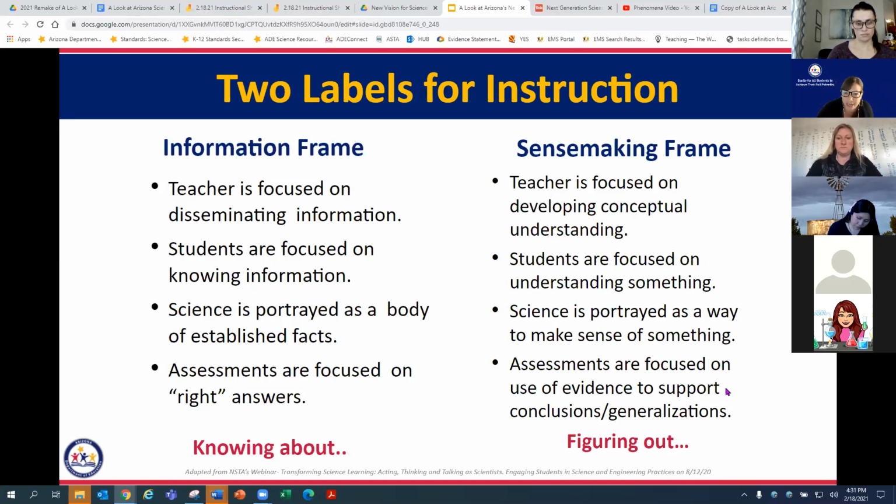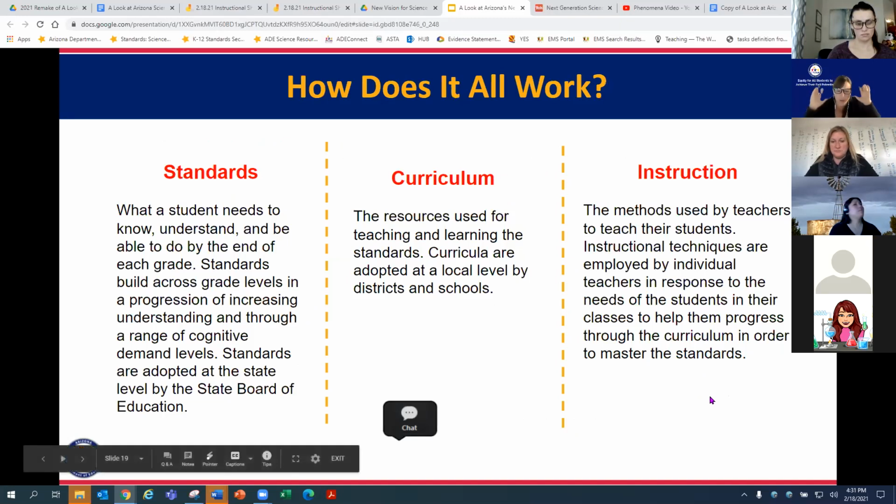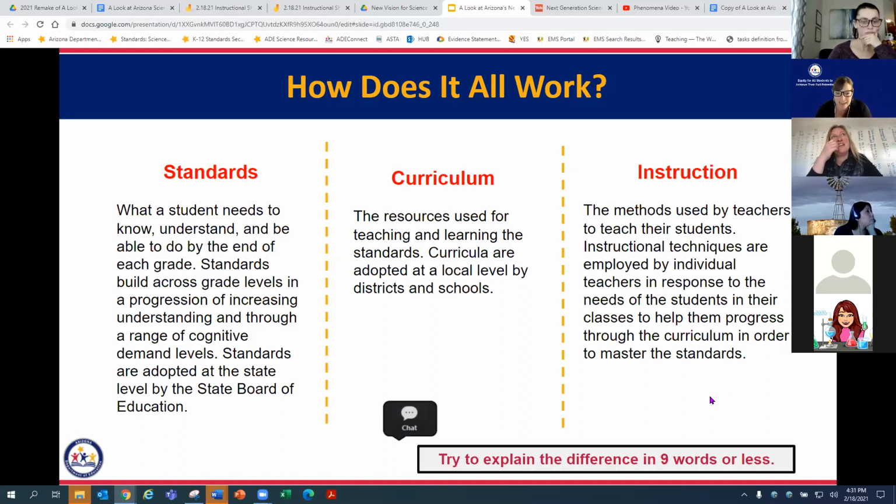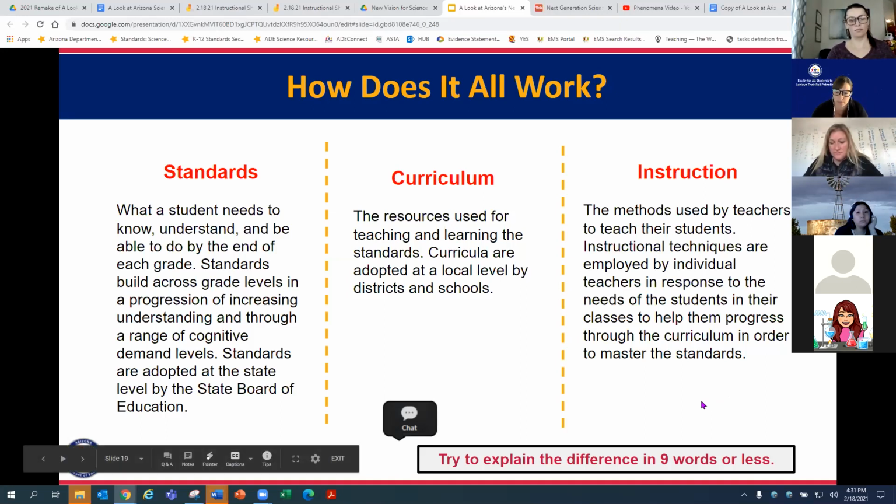So again, there's that shift, and we're going to move towards sense making instead of just focusing on vocabulary and isolated facts. And so let's just do a quick review of how standards work, since this is a webinar on standards. I'm going to ask you to just take 1 minute and read over these three columns. And then in the chat box, tell me: what's the difference between standards, curriculum, and instruction? I'll give us 30 seconds and then feel free to respond in the chat.